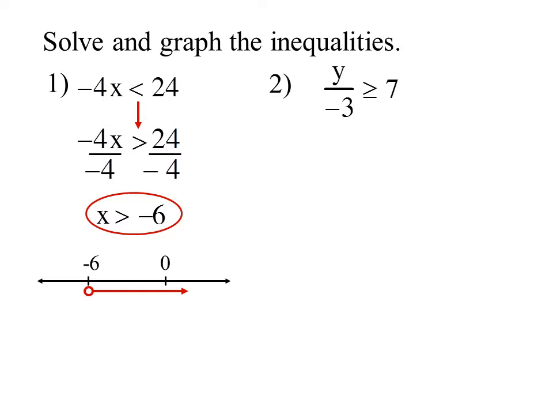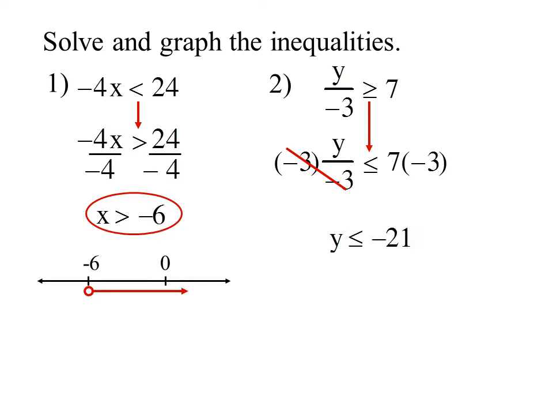On number 2, when we're solving for y, we're going to multiply by -3. So multiplying by negative does the same thing. Let's listen for the sound effect. There it is. So we went from greater than or equal to less than or equal to. And so we'll have y is less than or equal to -21.